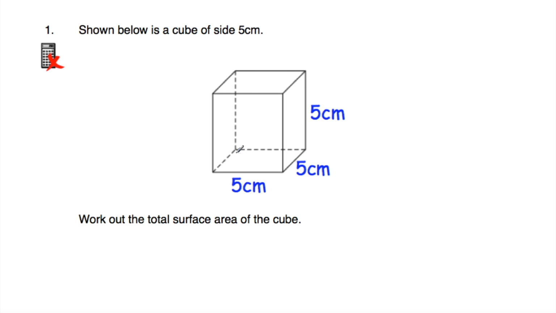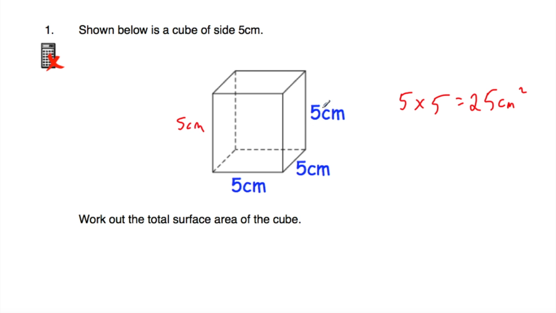So let's find the area of the front of the cube. As you can see here, the height of the square is 5 centimeters and the width of the square is 5 centimeters. So if we do 5 multiplied by 5, that's equal to 25 centimeters squared. So that's the area of the front of this cube, 25 centimeters squared.